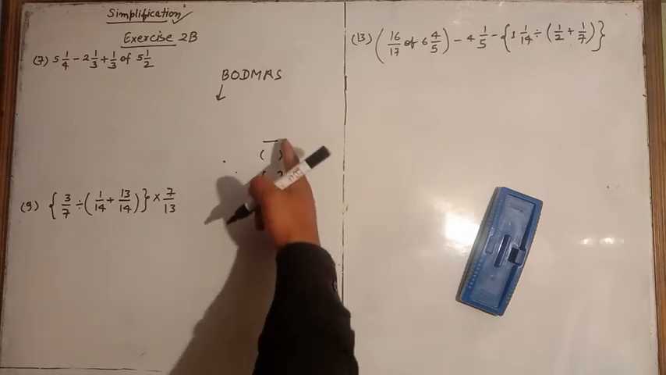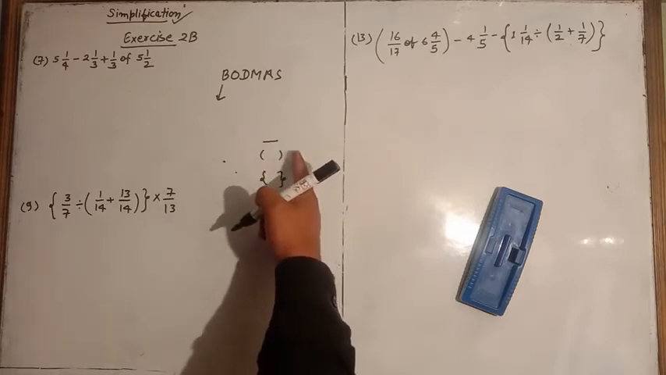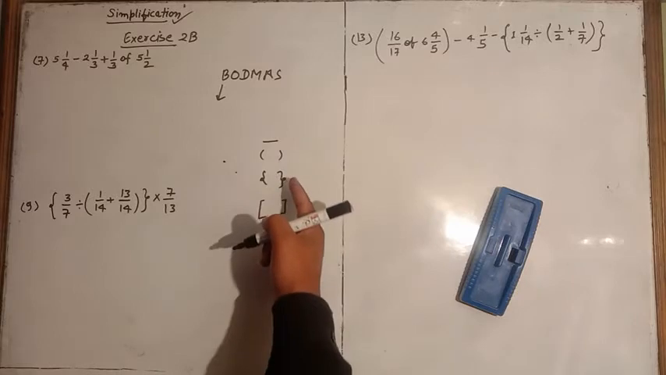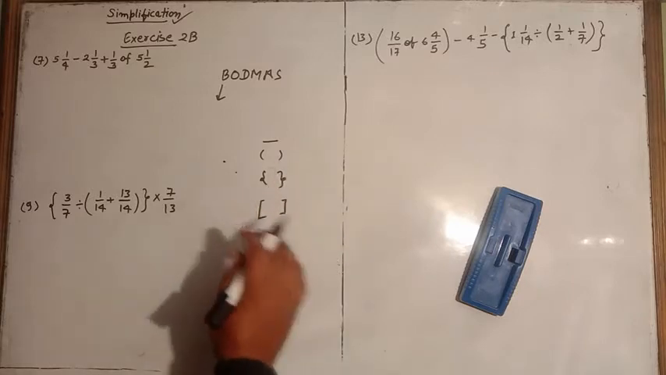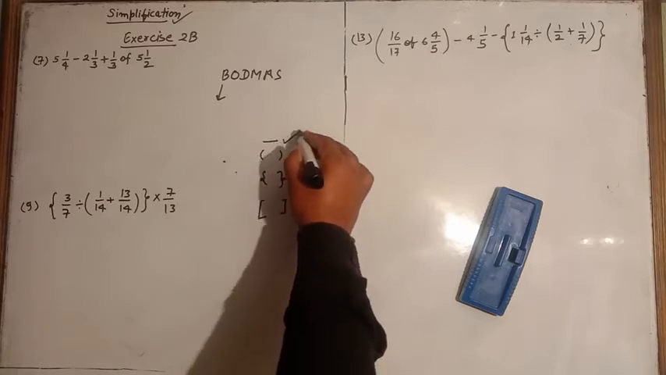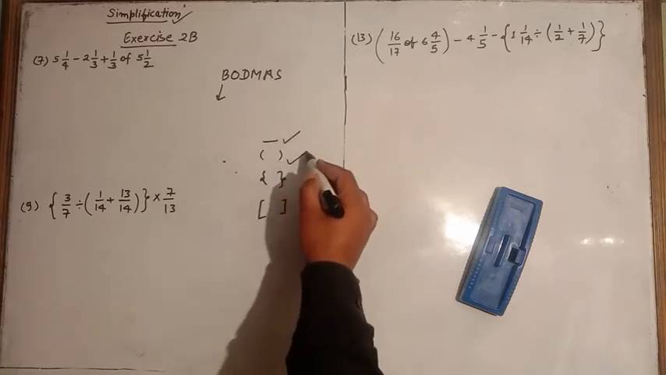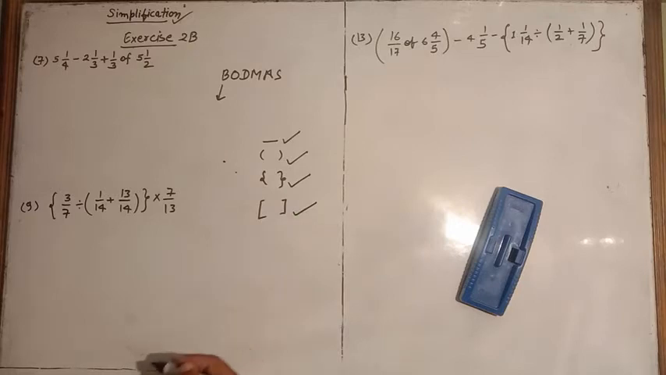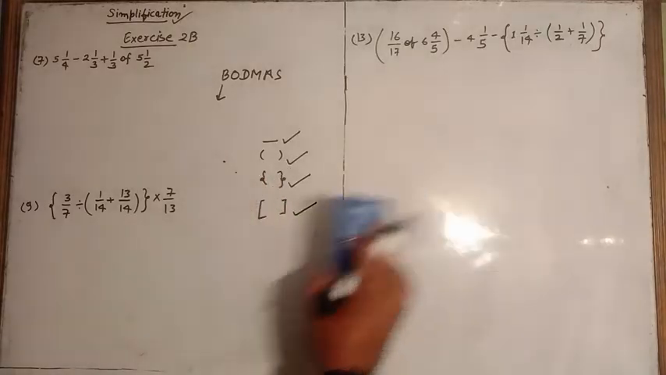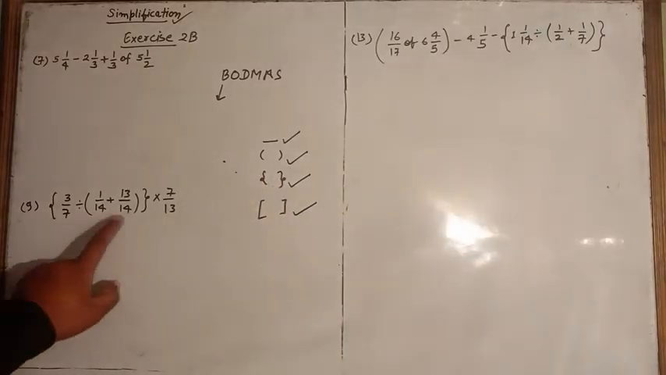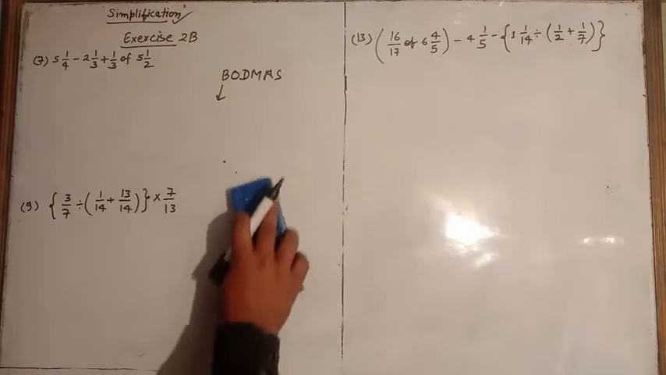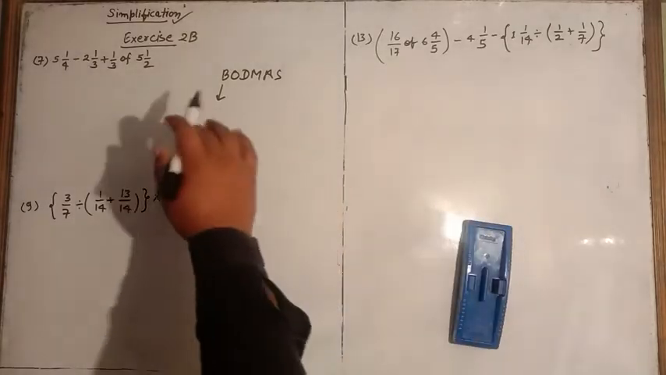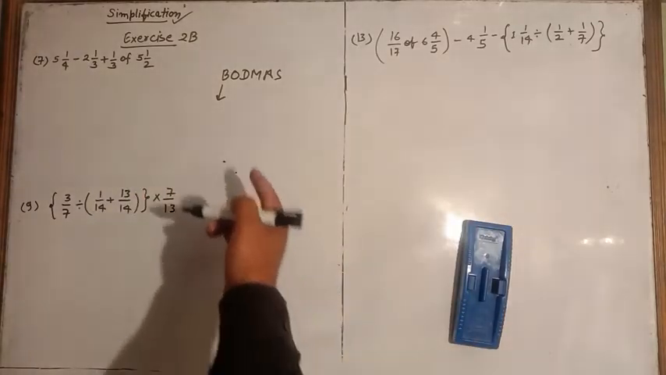So this one is line or bar, this one is parenthesis or small bracket, this one is curly bracket, and this one is square bracket or big bracket. Like this we will solve. First we will solve line or bar, then small, then curly, then big bracket. This will be the order. Here, first we will solve inside the small bracket.